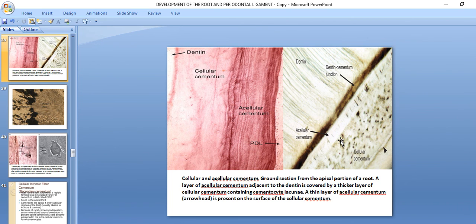In ground sections, the lacunae and canaliculi appear dark in transmitted light, and many lacunae appear empty in histologic sections, and this may be caused by faulty chemical fixation because cementocytes are vital cells.